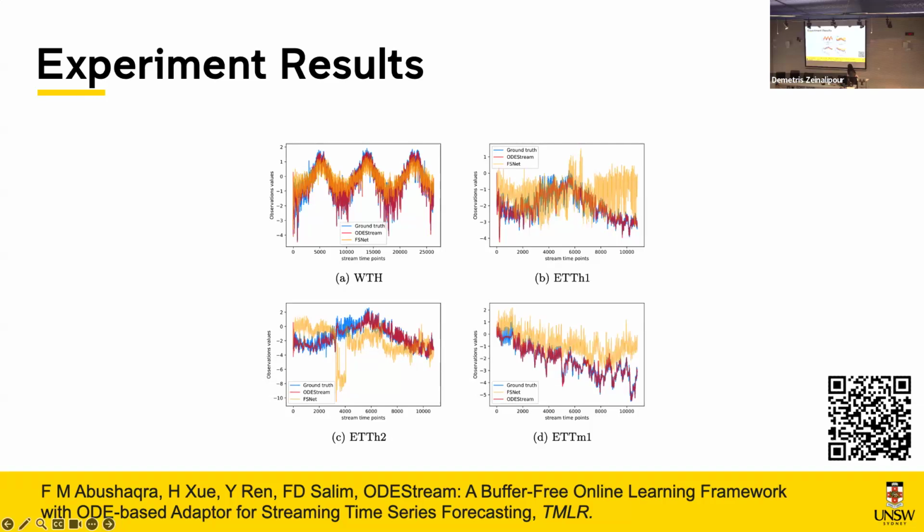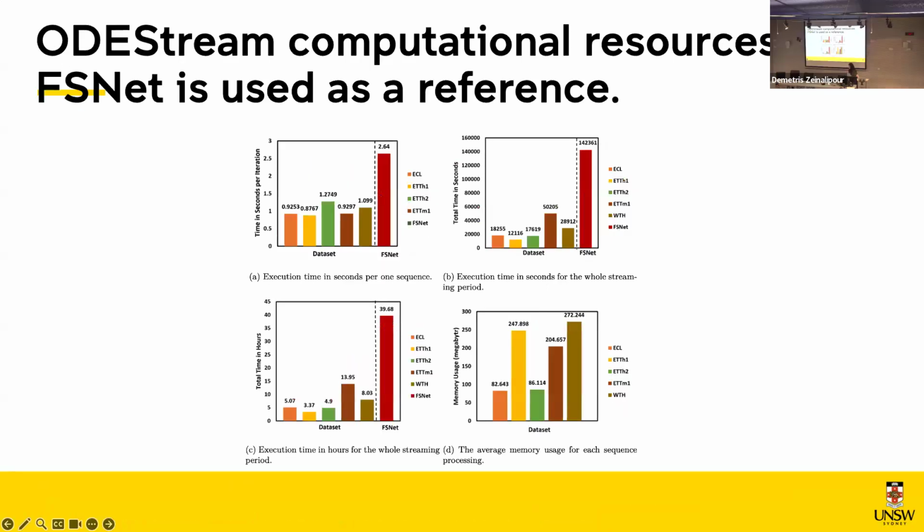What is interesting here is our work is much closer to ground truth, but also look at the computational resources needed. FSNet, because of the need for a buffer and storing the data points, has a longer execution time. Ours is much faster. So again, the code is available on this one.